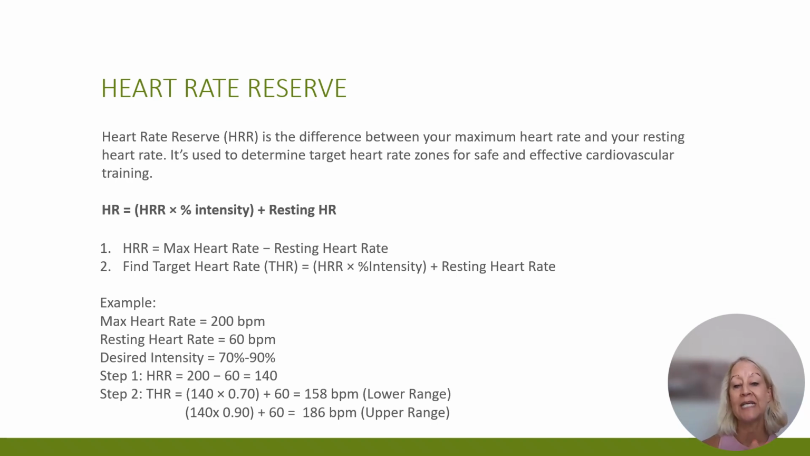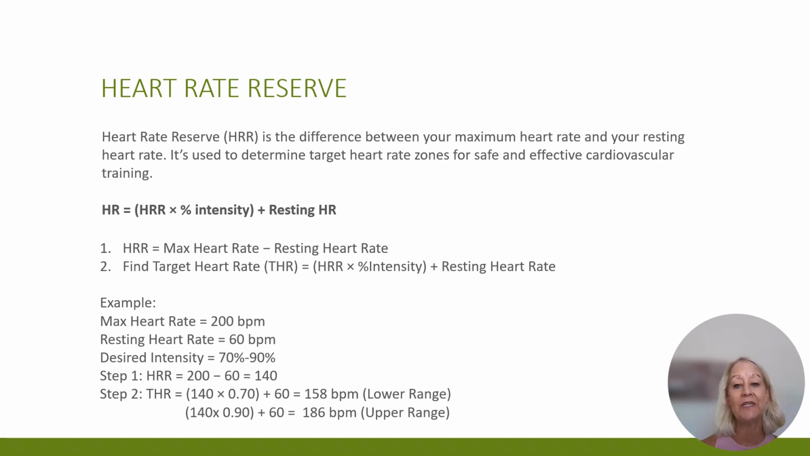140, you're going to take that 140 and multiply that by 70%. And then you're going to add 60 beats per minute back in. That's going to give you 158 beats per minute. That's the lower range. The upper range, you're going to take that 140 and multiply it by 90% and then add the 60 back in. That's going to give you that 186 beats per minute, or that upper range.